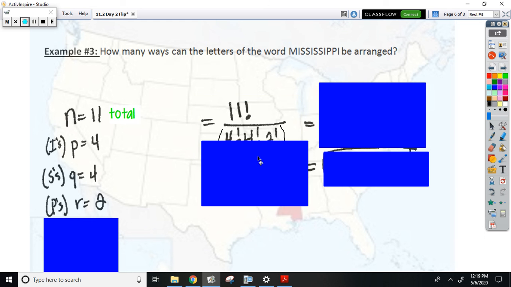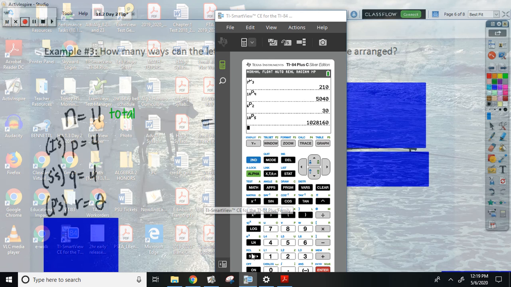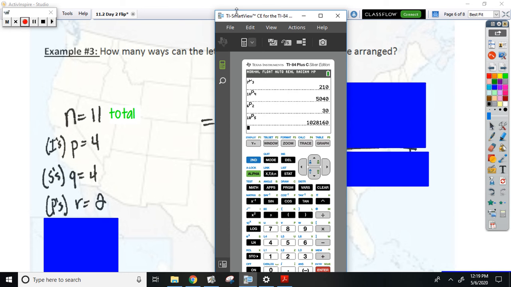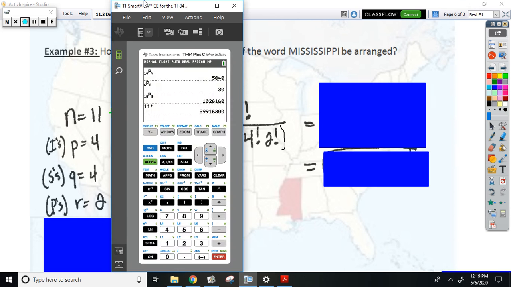And then we use the formula N factorial over P factorial, Q factorial, R factorial. Now a lot of you will type this in your calculator incorrectly. You can type it all in one calculation, but I suggest that you do it piece by piece. So if we do the top, 11 math factorial, we'll get this big number. I would write that down.